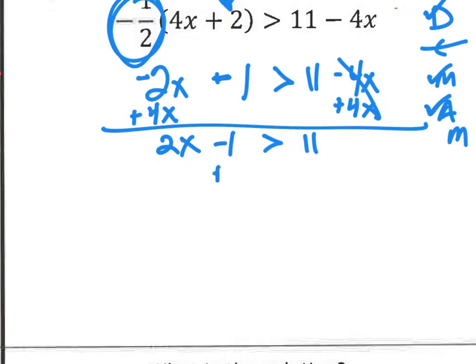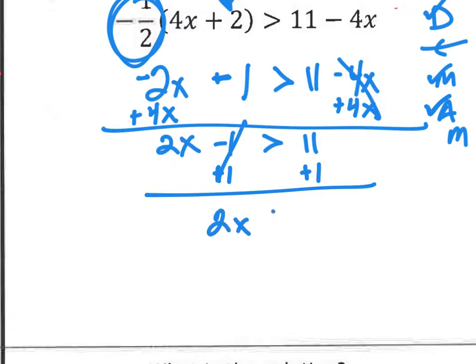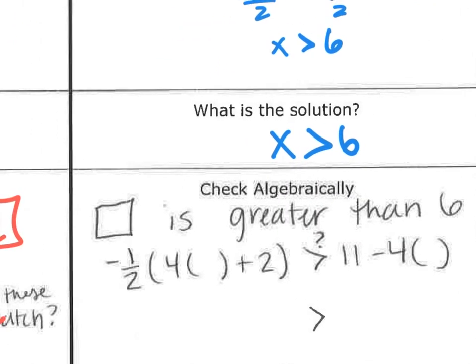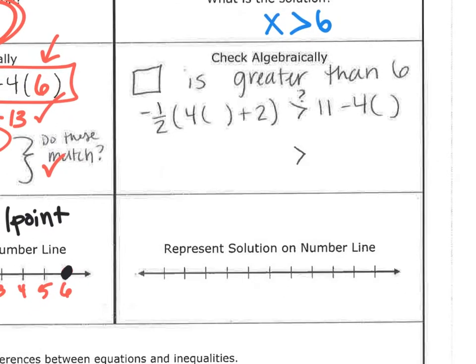I have 2x minus 1 is greater than 11. Can I add or subtract? Yes, so I'm going to add 1 to both sides. And I have 2x is greater than 12. I'm still trying to isolate this x, which means I need to get rid of this 2. So I'm going to divide both sides by 2, and x is greater than 6. So our solution is x is greater than 6. That means any number bigger than 6 will give us a true statement and be our solution.